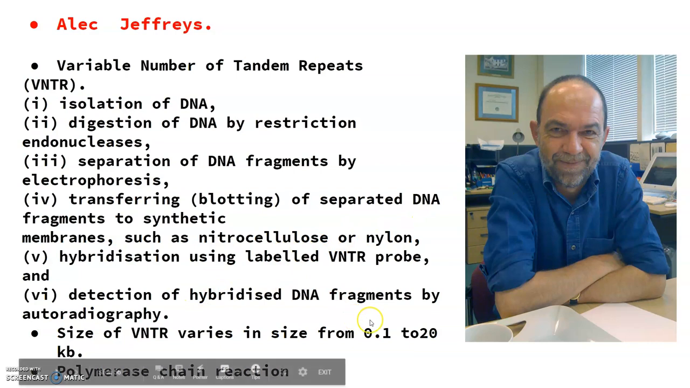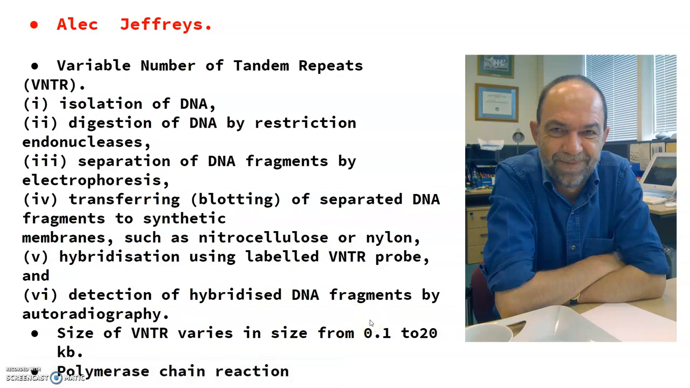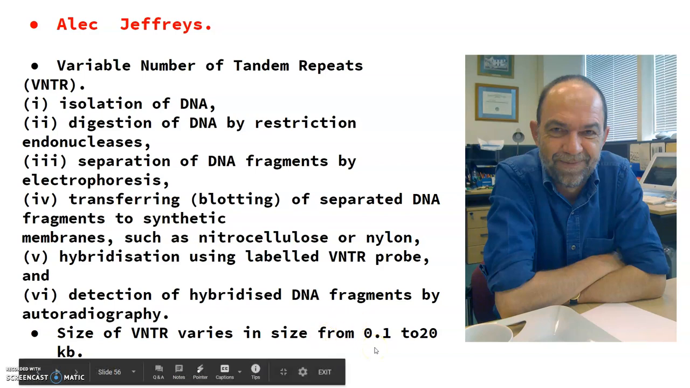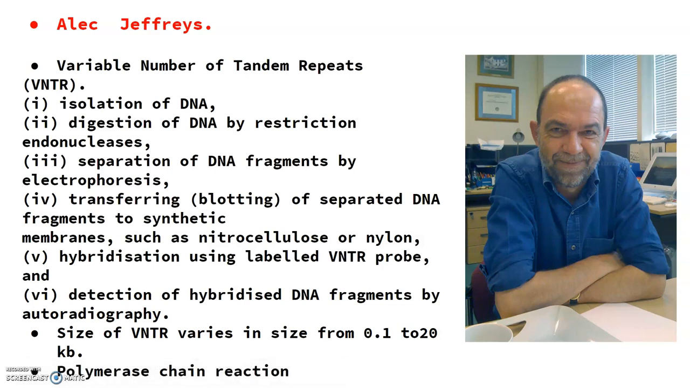VNTRs belong to a special class of satellite DNA which are referred to as mini satellites. A small DNA sequence is arranged in many copy numbers, and the copy number varies from chromosome to chromosome in an individual. The number of repeats shows a very high degree of polymorphism, and the size of the VNTRs varies from 0.1 to 20 kb.